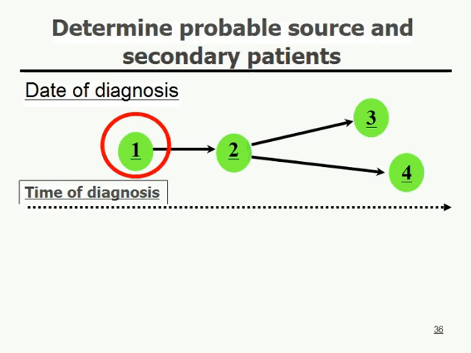And if you work by the date of diagnosis, the cluster looks like it falls out this way. Patient number one infected patient number two. Patient number two infected patients three and four.